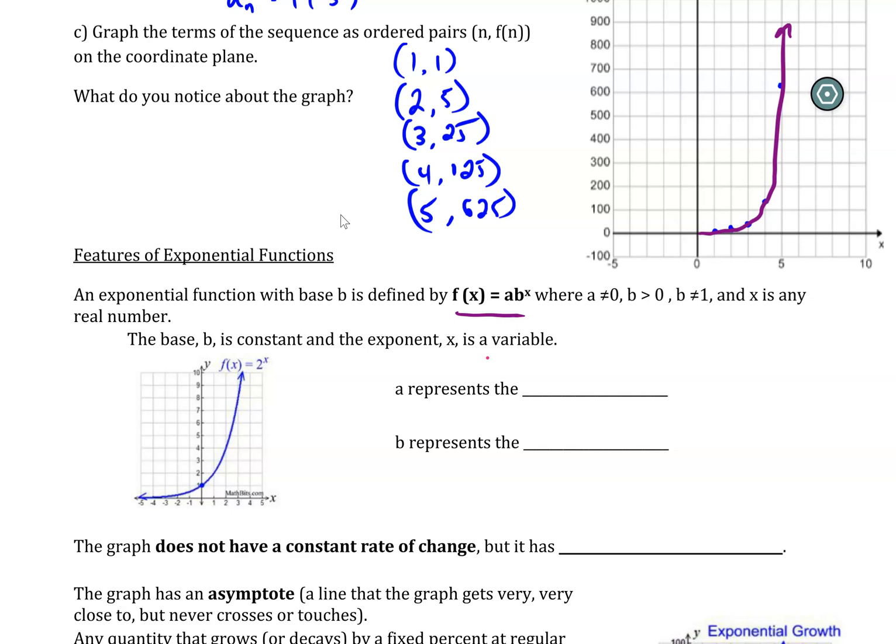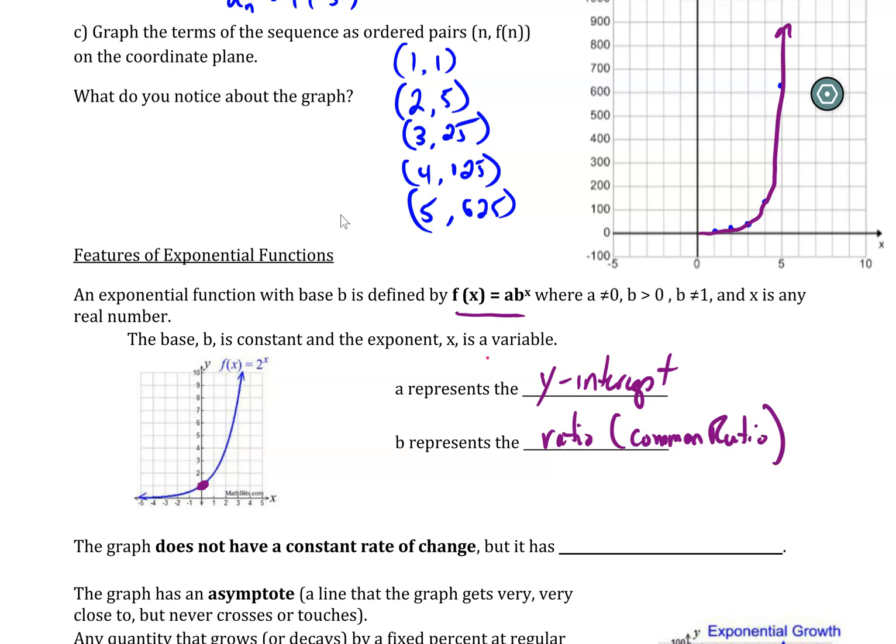x can be any real number. That's just going to be the exponent value. And b is the base, and it's a constant, all right? The x is the exponent. So in this case, when we have these types, a represents our y-intercept, where it crosses the y-axis, the a term. b represents the rate, in this case, the common ratio.